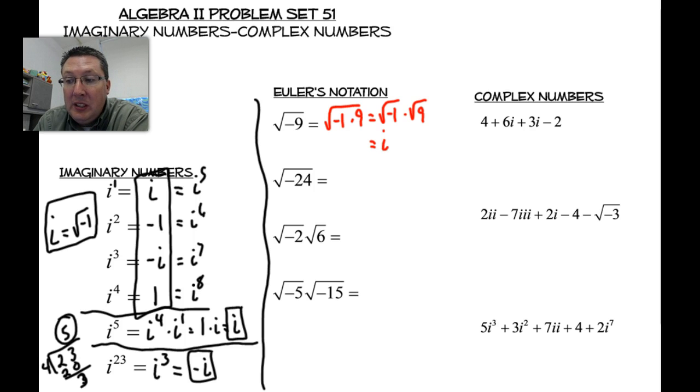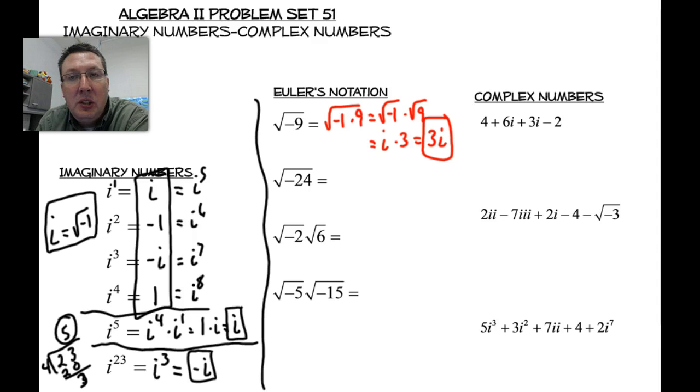So square root of -1 is i, square root of 9 is 3. Now this i, we're going to treat it just like a variable, so I'm going to turn that around and say this is equal to 3i. So the square root of -9 is equal to 3i. Now, we can make this a little bit shorter.